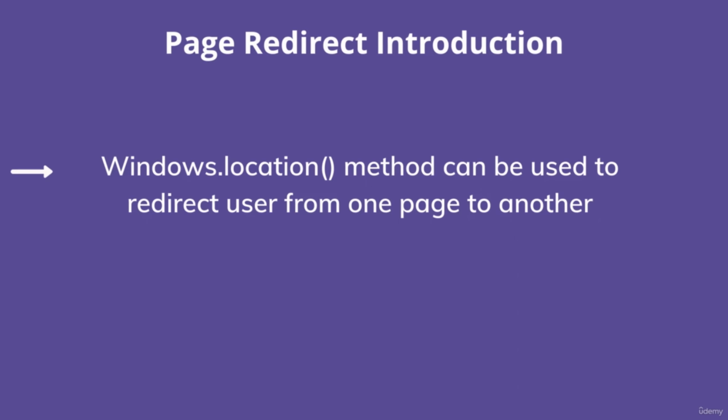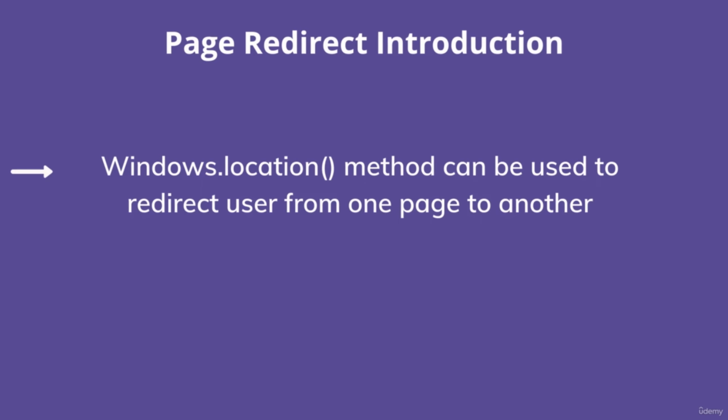So in any such scenarios, you can go for the page redirect in JavaScript, and here we have a property of the window object called location. And inside this location, you can pass a string parameter which will be the URL of a particular location where you want to go. So on a particular event like a button click, as soon as this gets called, your page will be redirected to that particular location.